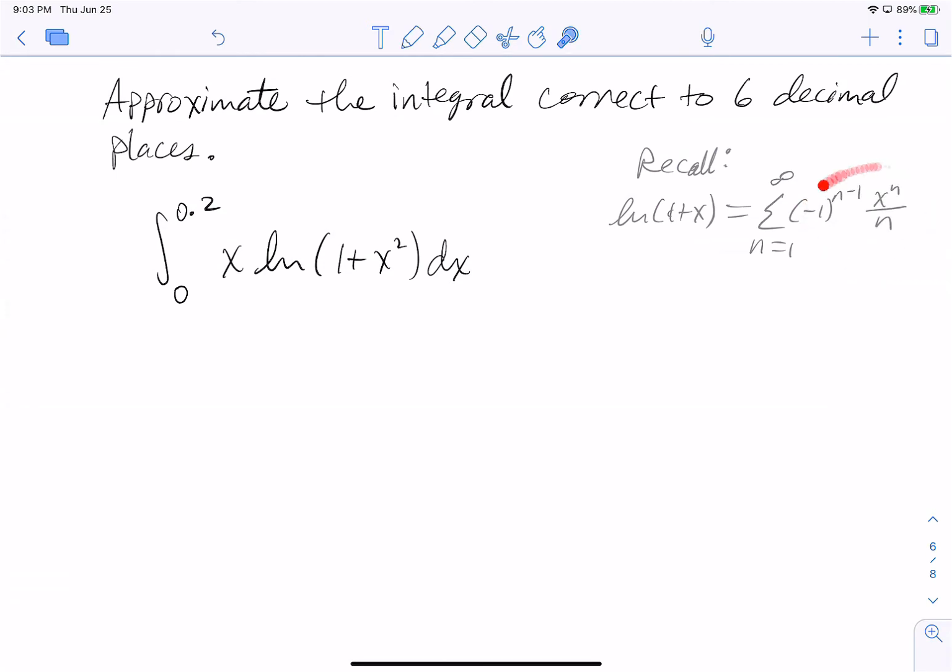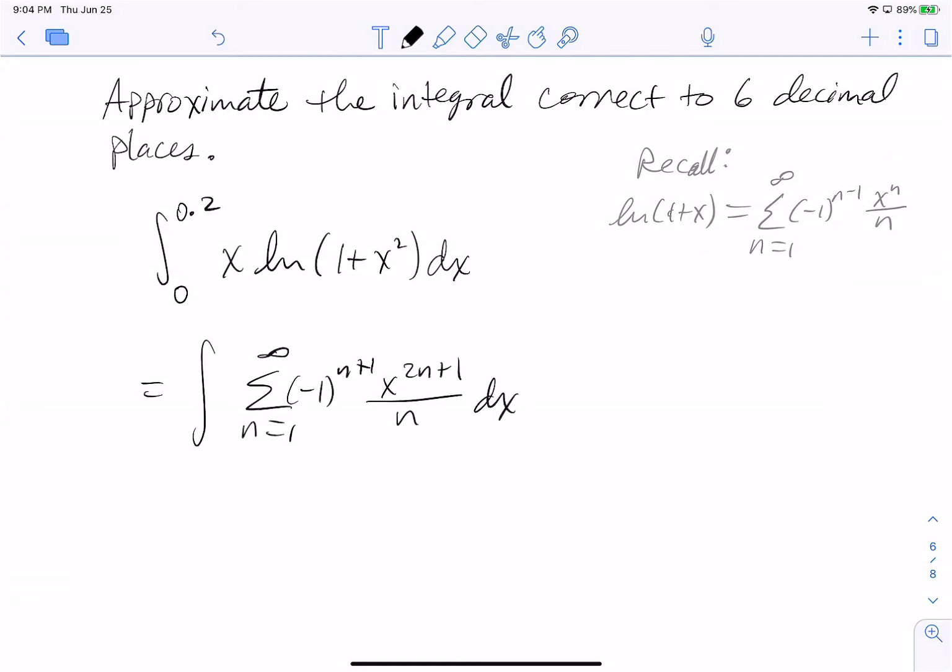With that as our starting point, we can express x times the natural log of the quantity of 1 plus x squared as the sum as n goes from 1 to infinity of negative 1 to the n plus 1, x to the 2n plus 1 divided by n, dx, for the integral from 0 to 0.2. Let's talk a little bit about this. The 2n in the exponent comes from the fact that our base is 1 plus x squared and not 1 plus x. And the plus 1 comes from the extra factor of x that we see next to the natural log inside of the original integral.